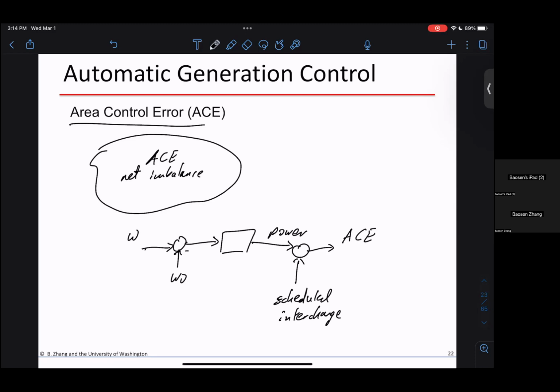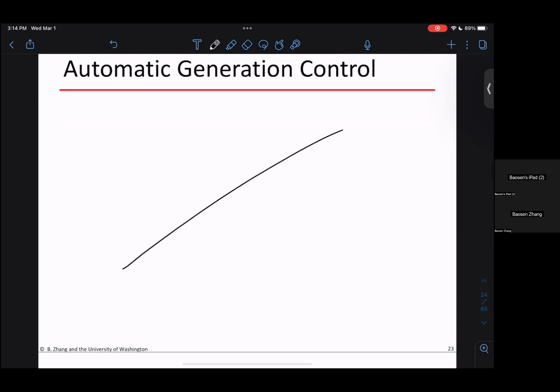So what is the imbalance within your own area as shown up by the frequency, plus how much you're supposed to get from the other people? You add them together, this is the control error. What is the net imbalance you see in your area? By computing this error, you can figure out how you should change your generation to make this error 0. So ACE is something you track, and you want to make sure this is driving the error to 0.